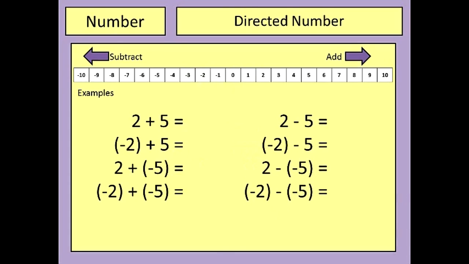Here are some examples for you to have a go at. I'm going to talk through these, but if you want to pause the video here and have a go yourself, then that's absolutely fine.